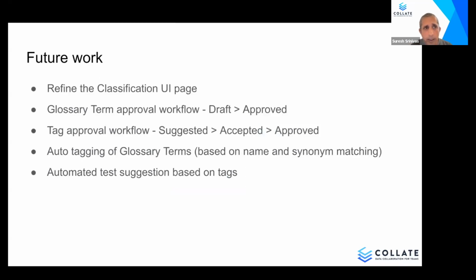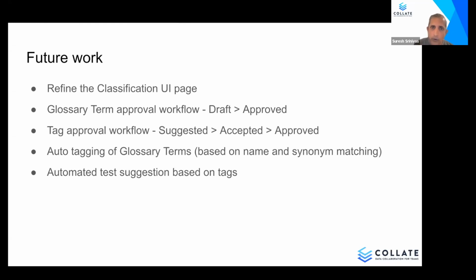So some future work, right? We've refined our glossary page over 3 iterations in the last 3 releases. We have not done the same for the classification UI page. We want that page to be refined further. We are going to add a glossary term approval workflow. So today, you cannot have a glossary term in draft phase, and then reviewers can approve it so that it becomes approved. So this is a governance functionality.